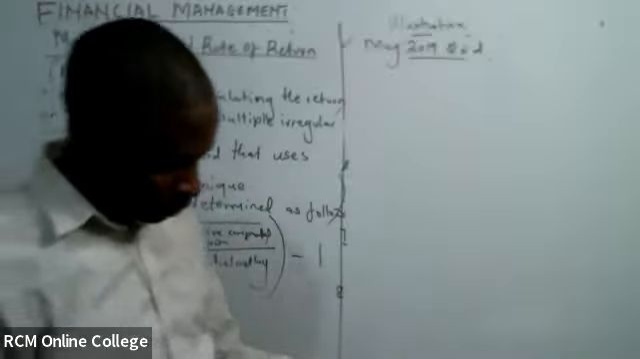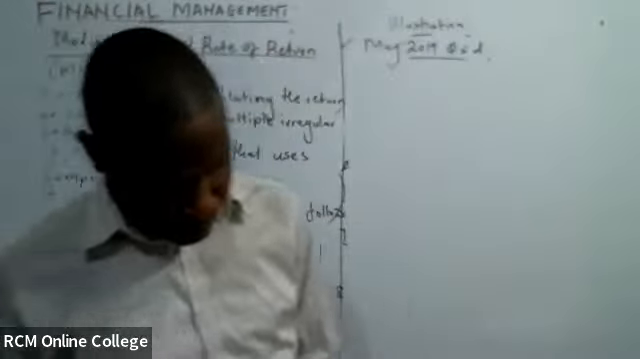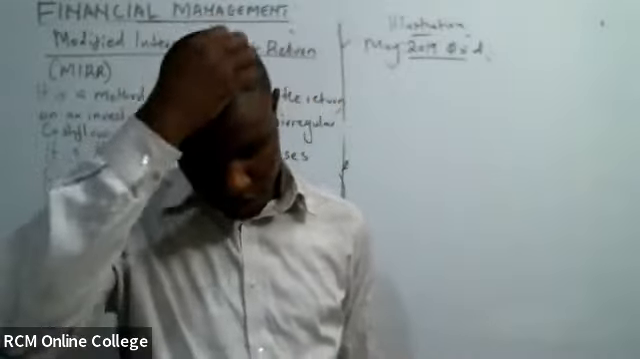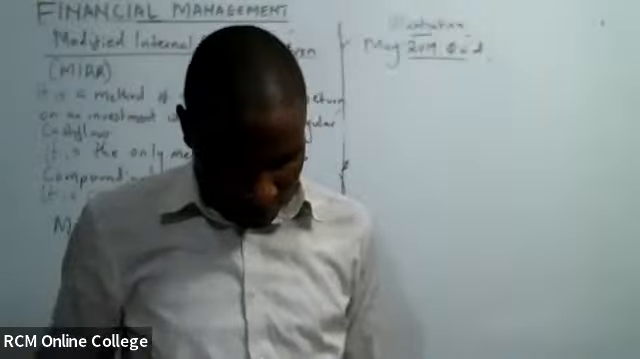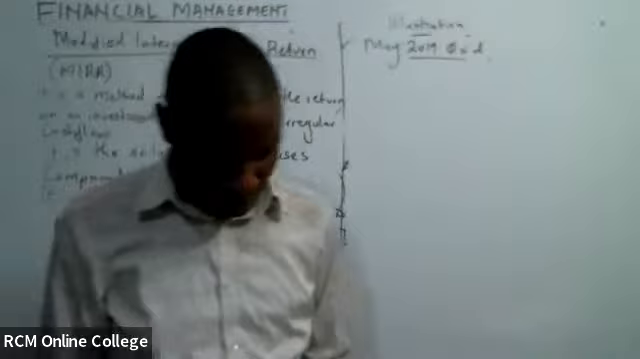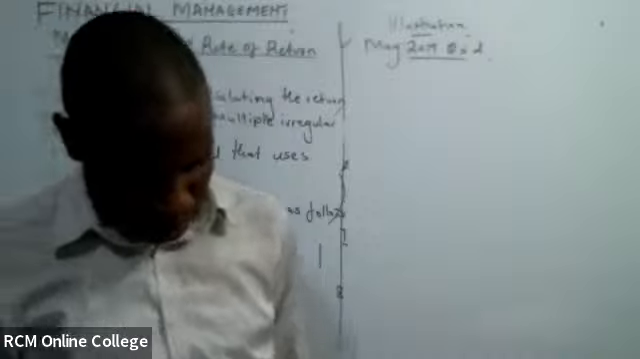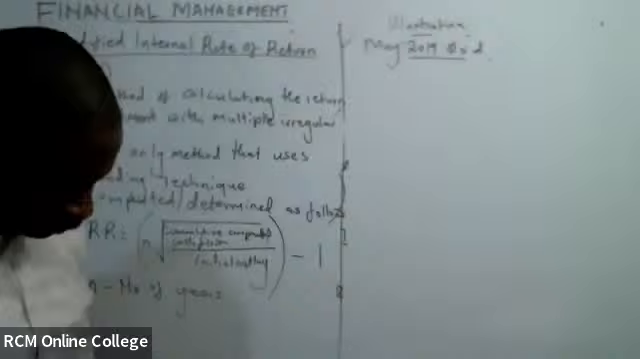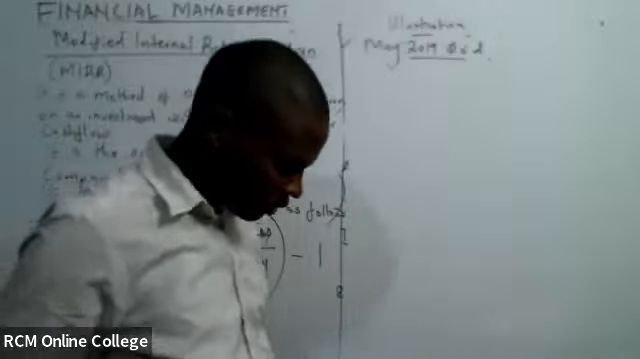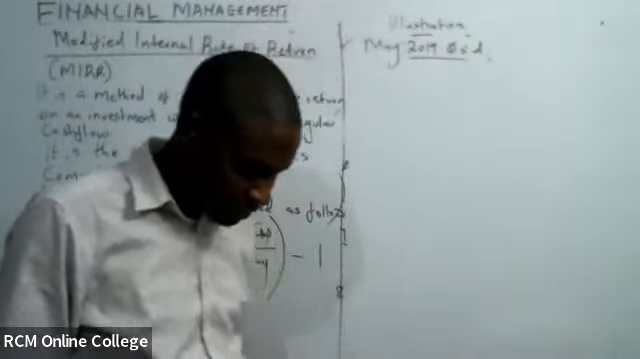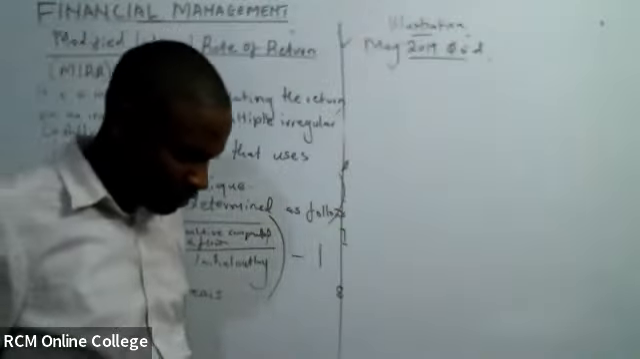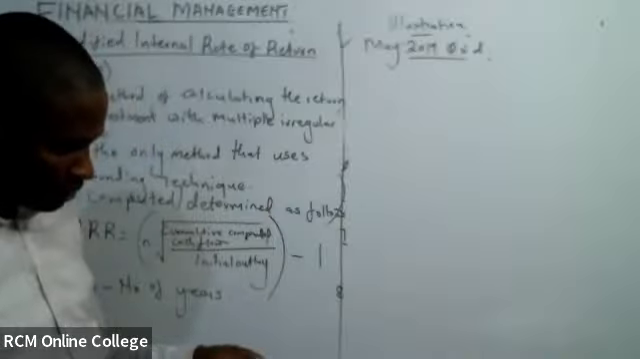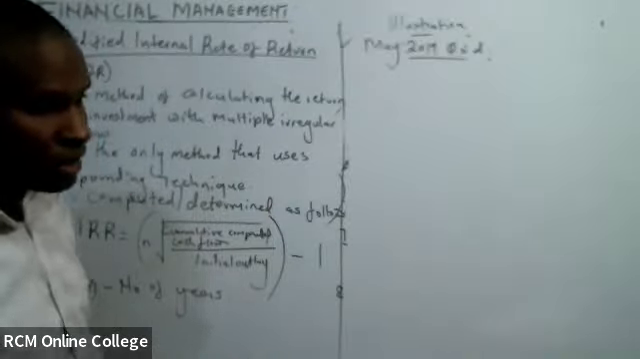So the question is: BD Enterprises is a small medium enterprise in the floriculture industry. The company intends to invest 300,000 in a project that has a useful economic life of 4 years. The following are the expected cash flows. Years 1 to 4: 140, 120, 80, and 60. The company's required rate of return is 14%. You're required to come up with the modified internal rate of return.